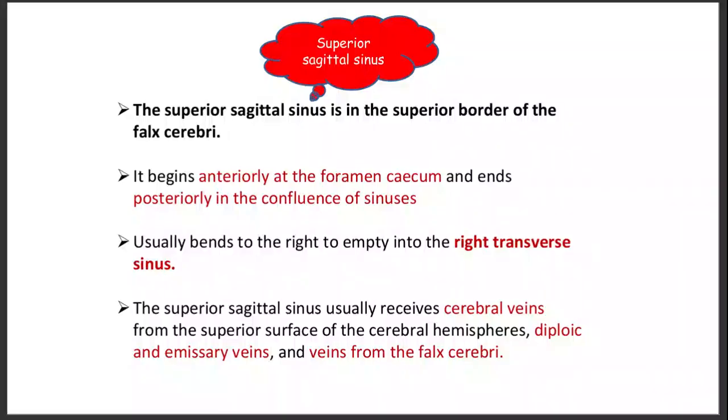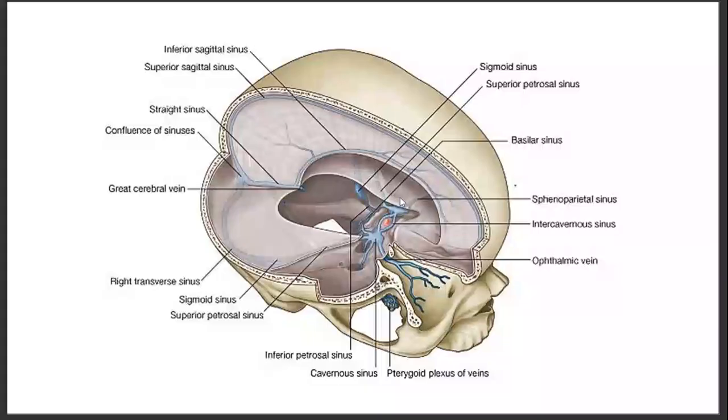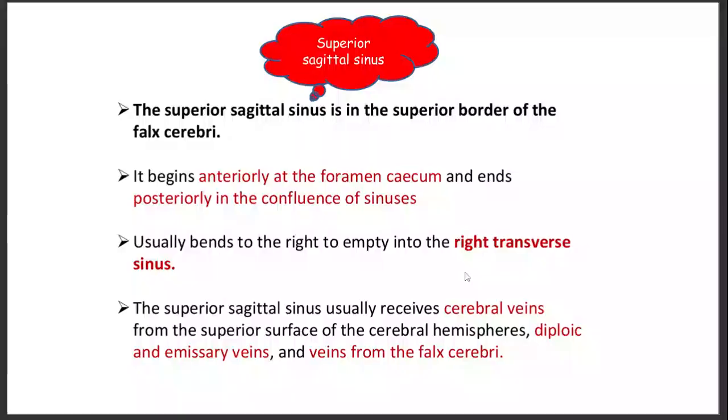And then the next is the superior sagittal sinus. Of importance is, where is it found? It's found on the superior border of the falx cerebri, and it begins anteriorly at the foramen cecum. Foramen cecum will be just somewhere here. Okay. And the question is, where does it end? It ends on the confluence of sinuses.